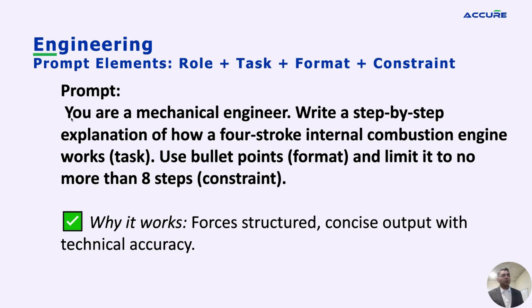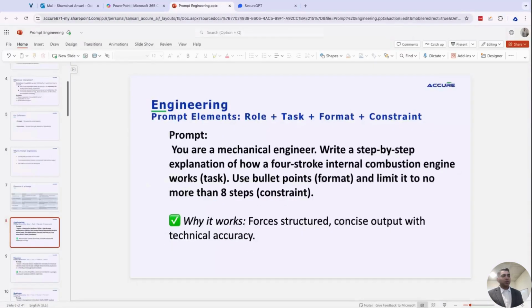Here is my prompt. It says you are a mechanical engineer. That means that's the role. Write a step by step explanation of how a four stroke internal combustion engine works. That means it's a task. Use bullet points. That's a format. And limit it to no more than 8 steps.